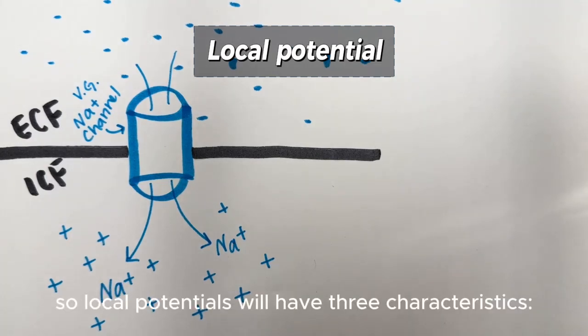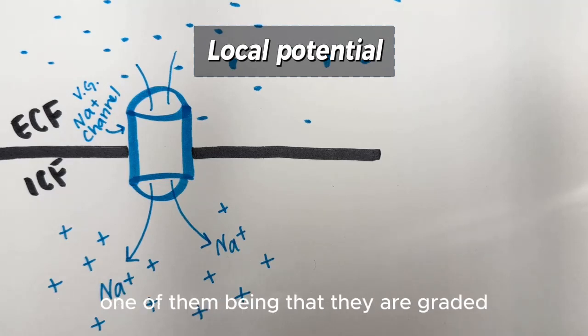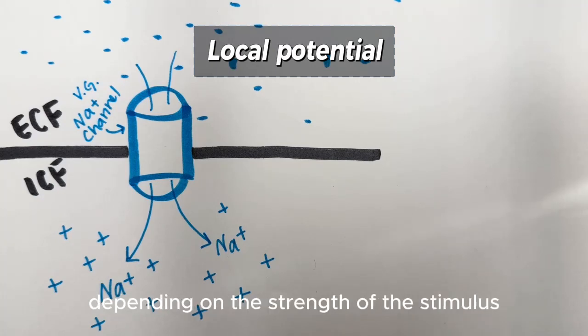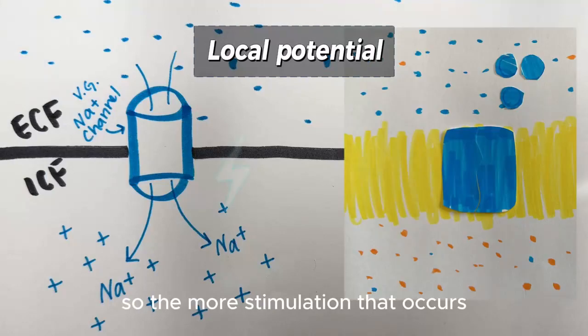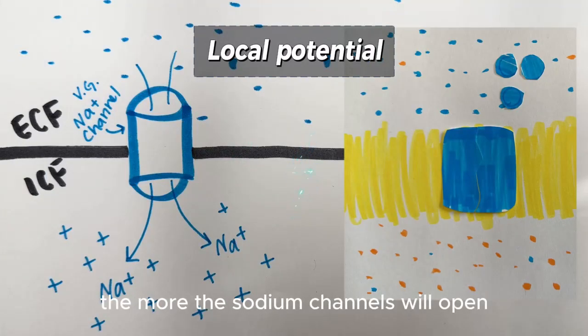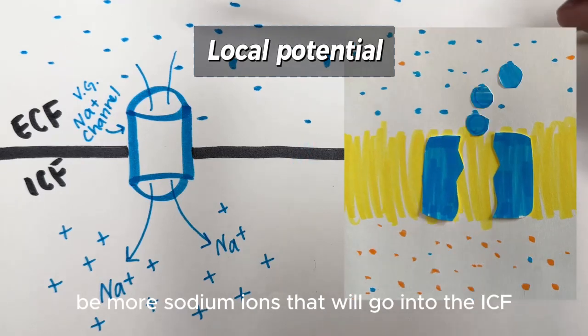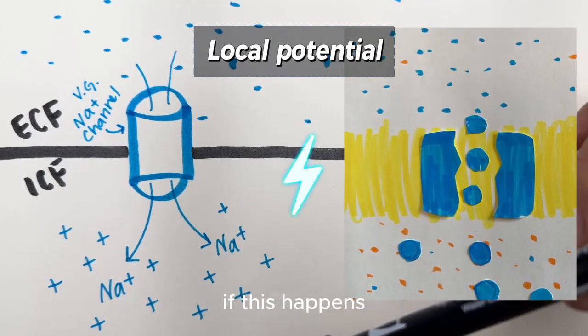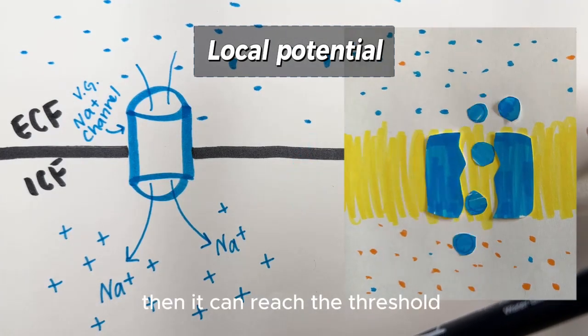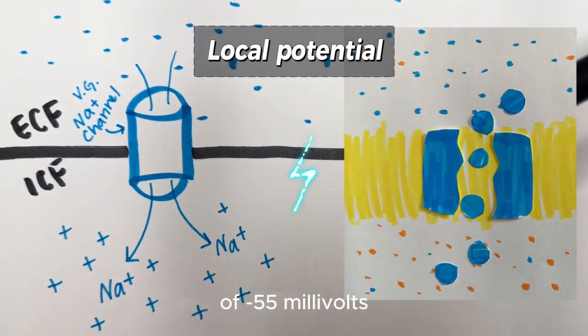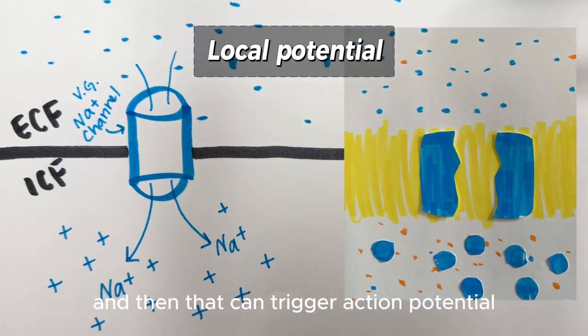So local potentials will have 3 characteristics, one of them being that they are graded, which means that it will vary in magnitude depending on the strength of the stimulus. So the more stimulation that occurs, the more the sodium channels will open, and then there's going to be more sodium ions that will go into the ICF. If this happens, then it can reach the threshold of negative 55 millivolts, and then that can trigger action potential.